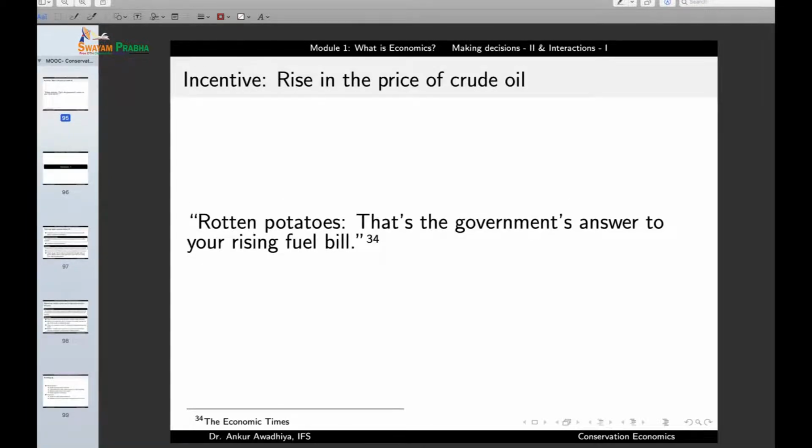Rotten potatoes, that's the government's answer to your rising fuel bill. Now, here again, what it says is that while the government is hoping the rally in global rates declines soon, it is also looking at alternatives. And in this case, the alternative is ethanol. So, what we have seen so far is that people and society respond to incentives. Incentives are those factors that induce people or society to act in certain manners. And in the case of economics, price is a very good incentive. So if the price of something goes up, we will see a large number of actions by different players.